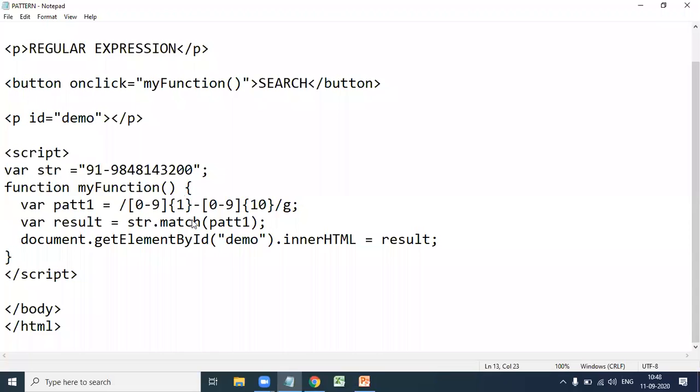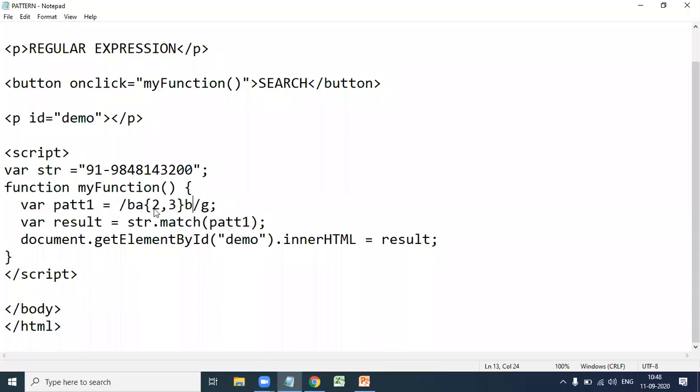B, A, 2, 3, hyphen, B. So that means the preceding character is A. It matches the preceding character at least n times. That means there are two A's after B, and there are three A's after B. So B, 2 A's, B, and B, 3 A's, B. But it does not match B, A, B, it does not match B, 4 A's, B, and it does not match B, 5 A's, B.